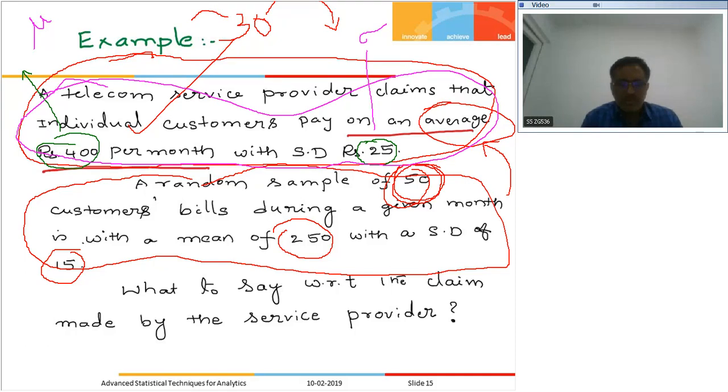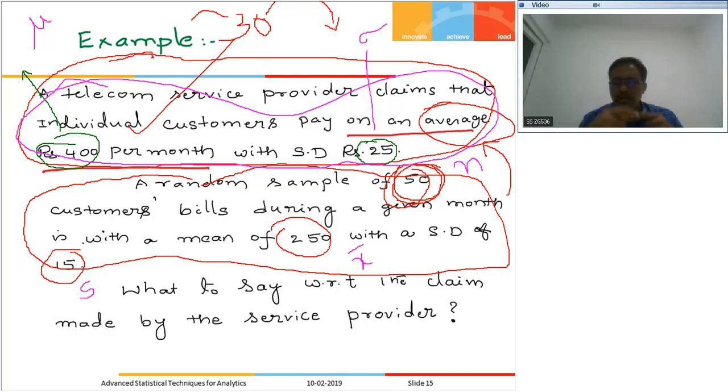So next come the samples. This is the information related to the sample. They have taken a sample of 50, that means n is 50, and they calculated the mean of the sample, which is 250, that is x bar, and the standard deviation of the sample, which in general we denote by s. So these are the information or the values we got.